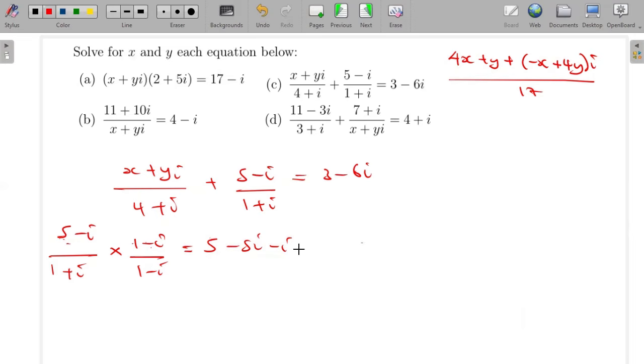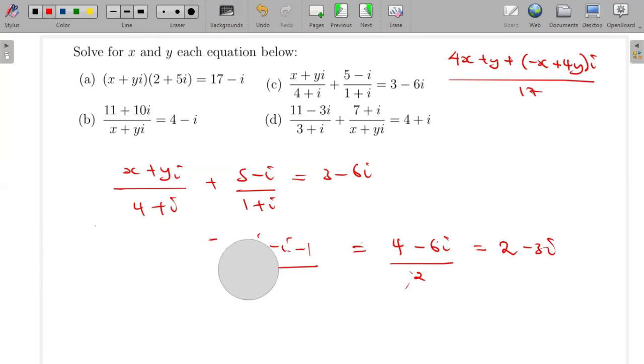So that's going to give me negative 1. Down there, you just say 1 squared plus 1 squared. Here you subtract, you get 4. There you add, you get negative 6i, over 2. So 2 into 4 gives you 2, and 2 into negative 6i gives you negative 3i. So this is what I get for that other one.